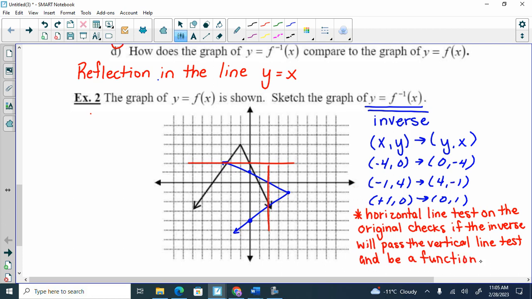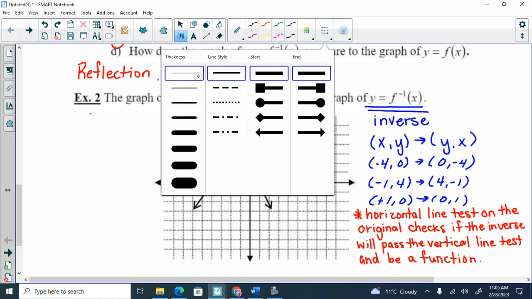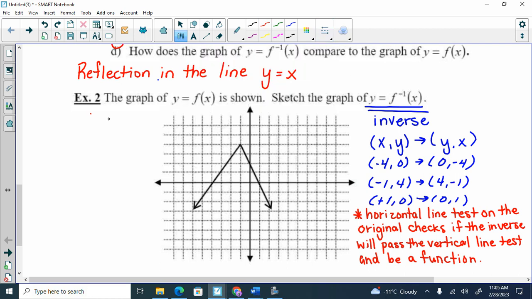Do not erase yours. I'm proving a point. Okay? Don't erase yours. All right. So, I don't draw the inverse at all, correct? But I want to know if the inverse is a function. So I test the original with a horizontal line test, correct? So I go poof.